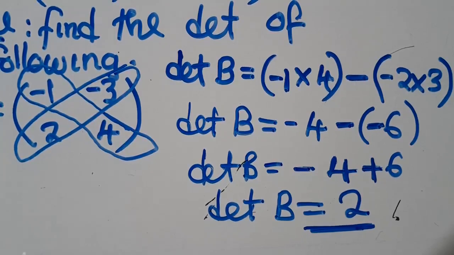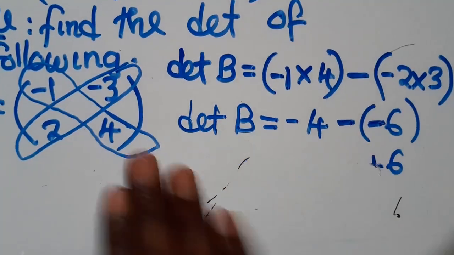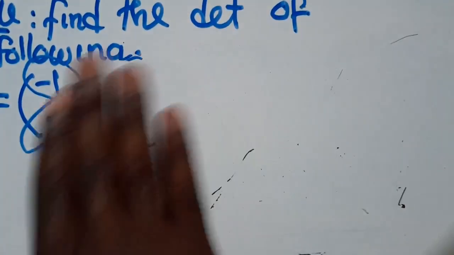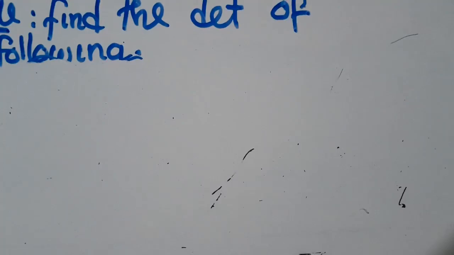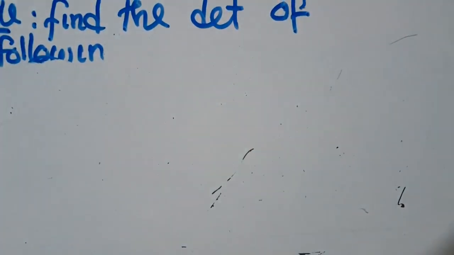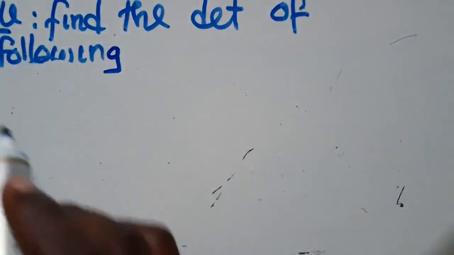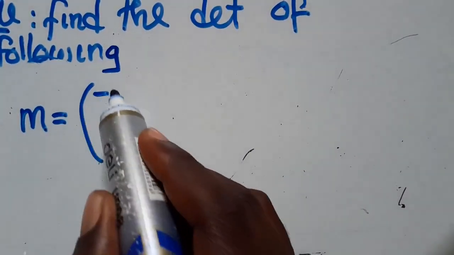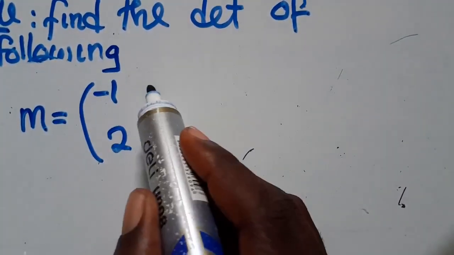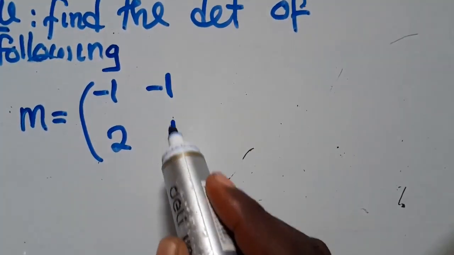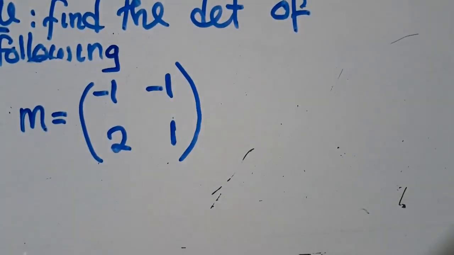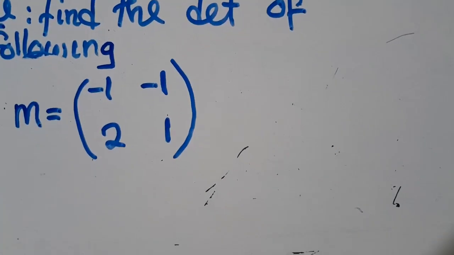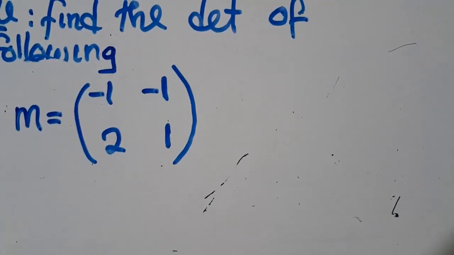Let us now look at another example. So we've discussed this one. Another example is saying m is equal to -1, 2, -1, 1. This is what you are given. How can you find the determinant of that one?